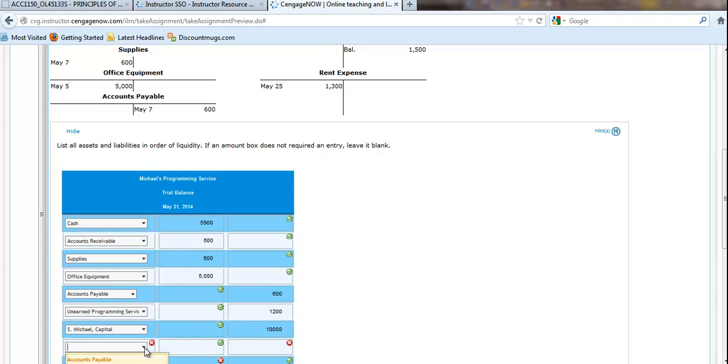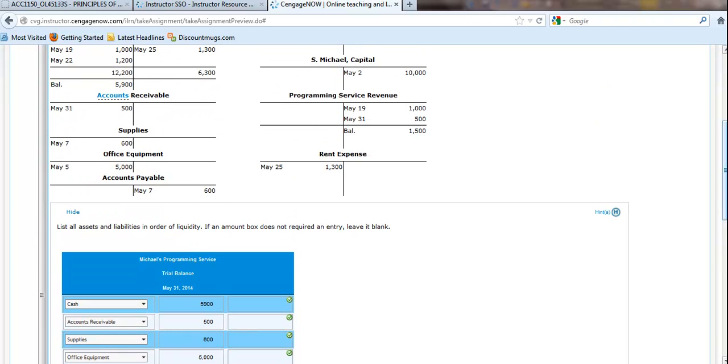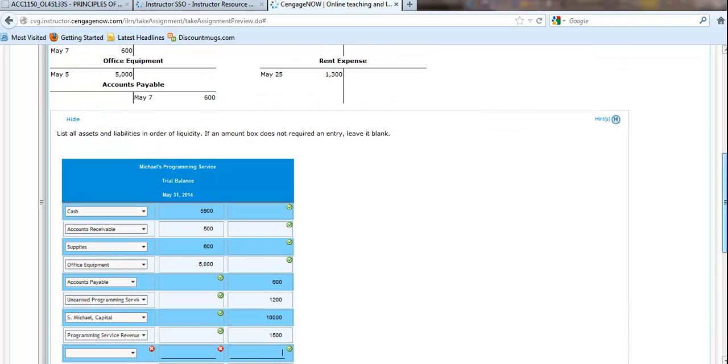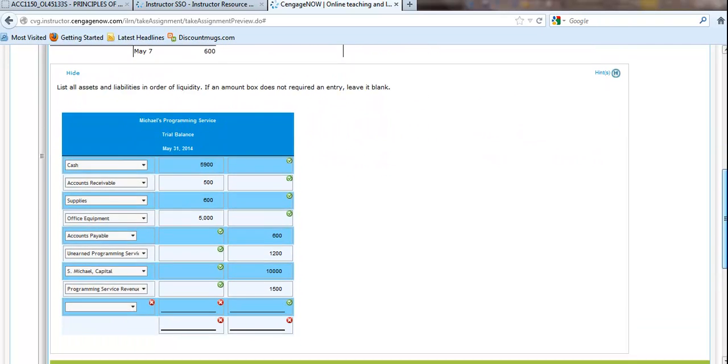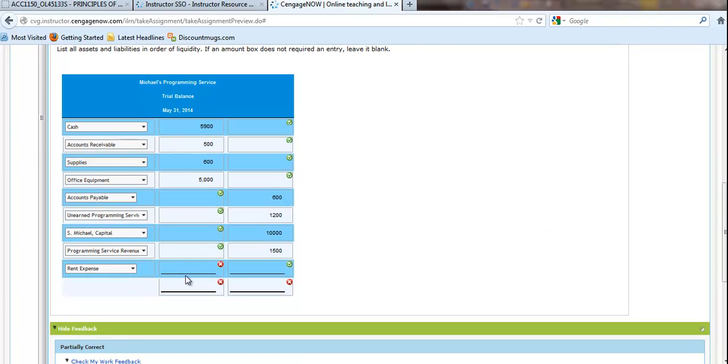Then after capital, I will have my programming service revenue, which is $1,500. Revenue has a normal credit balance, so we put our $1,500 there. And then the last account we have is our expenses. We just have one expense here, rent expense, in the amount of $1,300. Rent expense has a debit balance of $1,300.